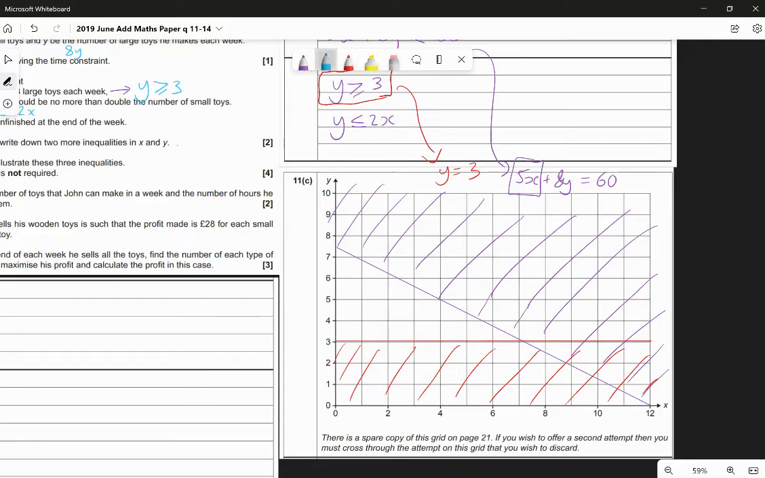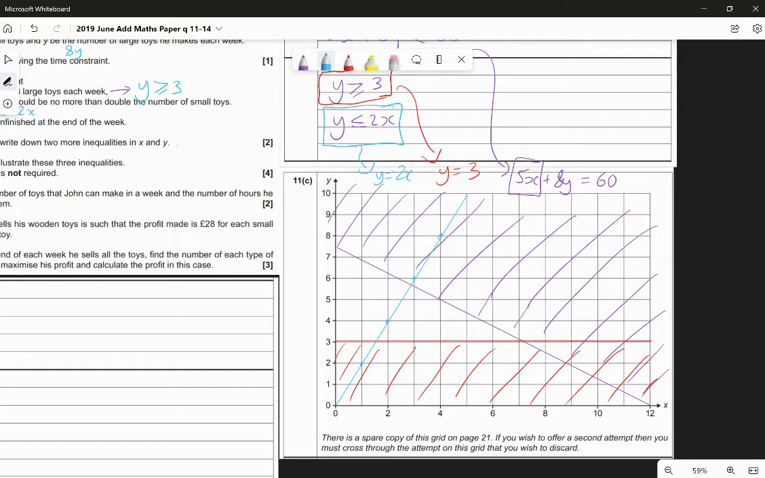And the next one, which I'll do in blue, y is less than or equal to 2x. So I draw y equals 2x, and then I decide which side of the line I want and which side of the line I don't want. Y equals 2x goes through 0, 0, goes through 1, 2, goes through 2, 4, goes through 3, 6, goes through 4, 8, etc. The y coordinate is double the x coordinate. So let's just try and draw that with a straight line. Approximately like that. Okay.